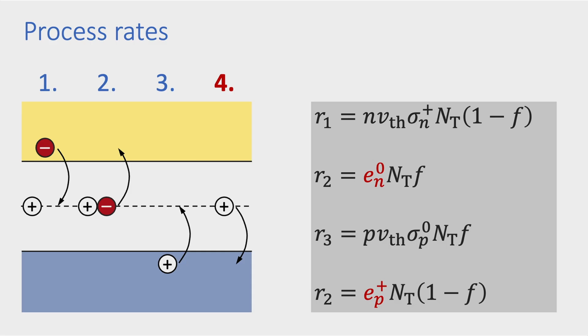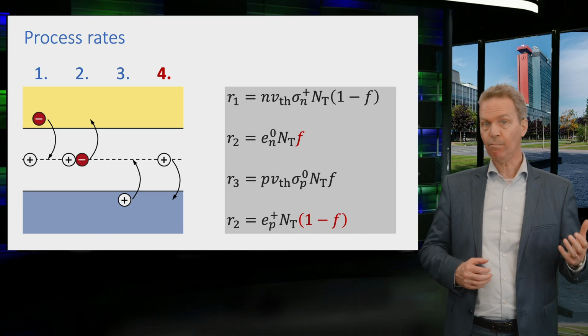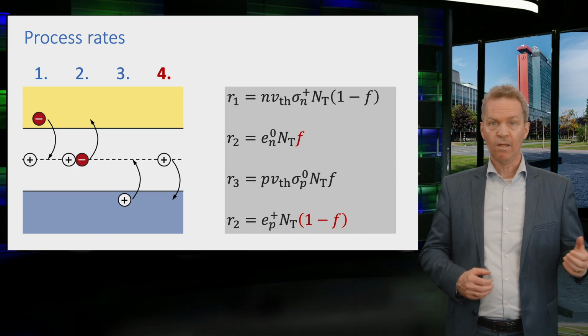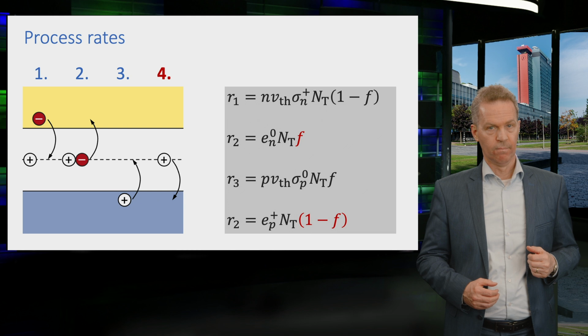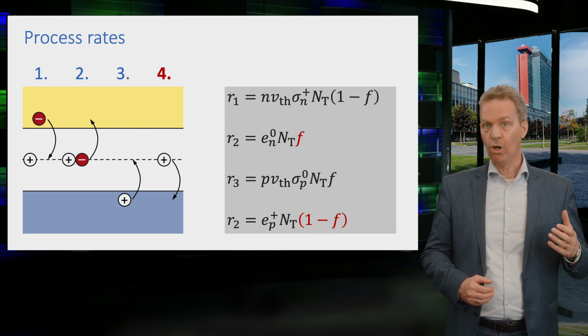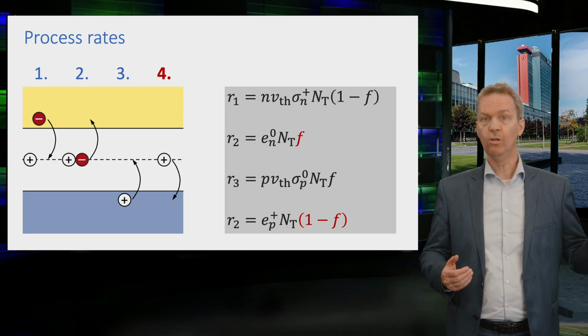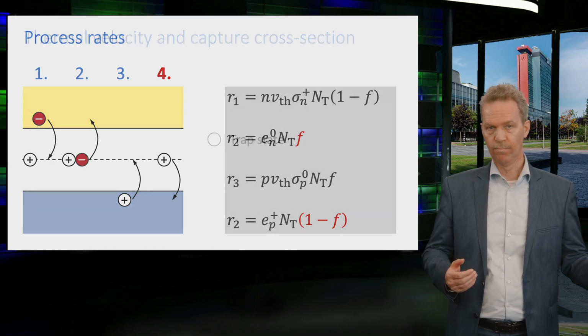Instead of the electron occupancy, the hole occupancy is now used, which equals 1 minus F instead of F. The equations presented here are also valid for acceptor-like traps. The only difference is the charge state. This means that neutral charge states turn into negative charge states and positive charge states turn into neutral charge states.